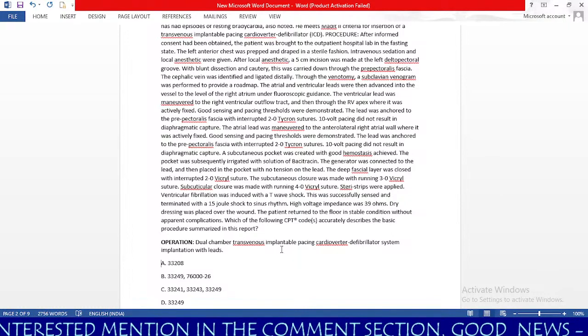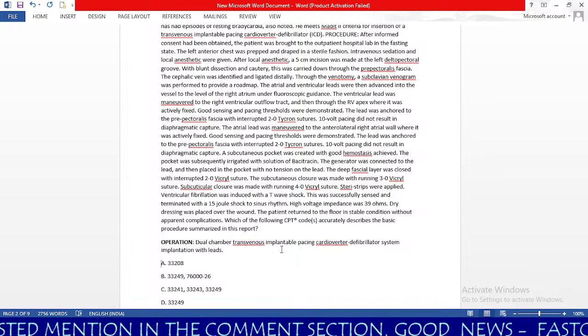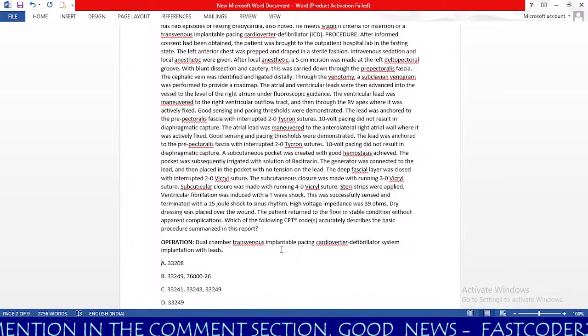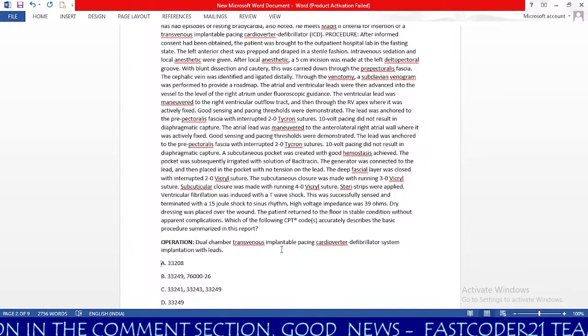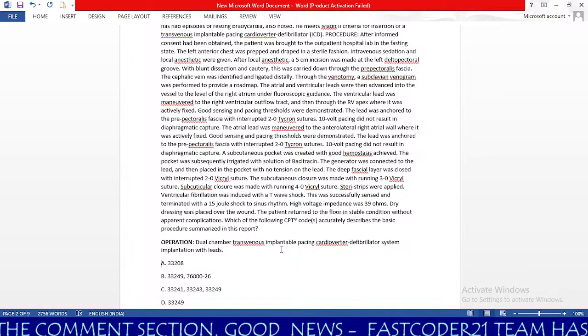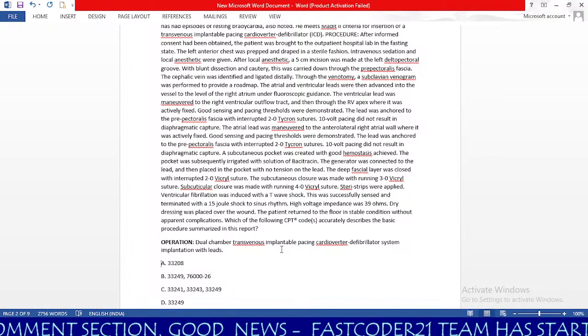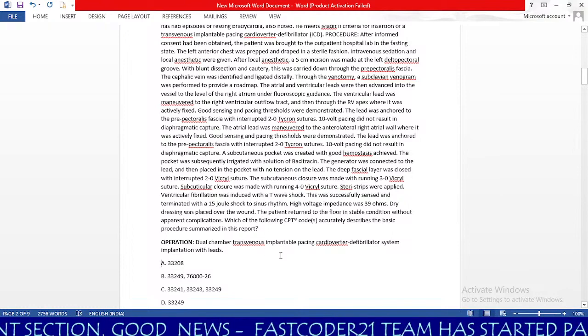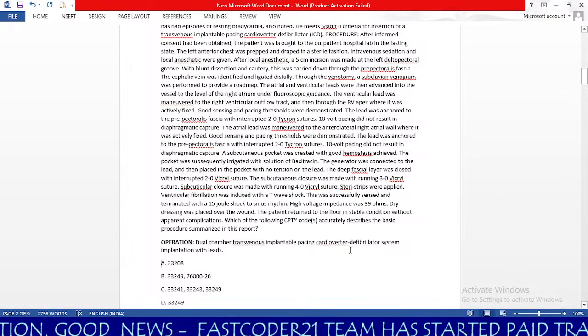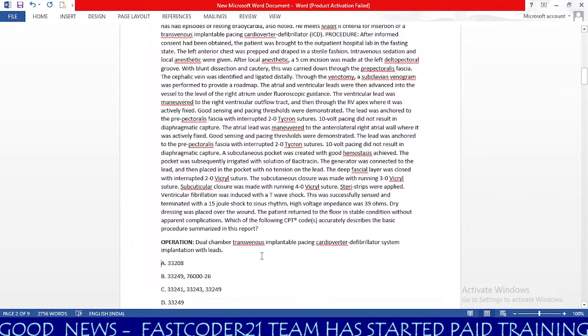Thank you guys. I got three answers here, so we will discuss the answer for others. Basically, what is 33208? Here our procedure is dual chamber transvenous implantable pacing cardioverter defibrillator system implantation with leads.